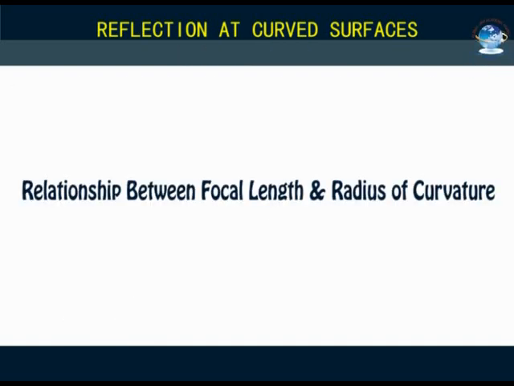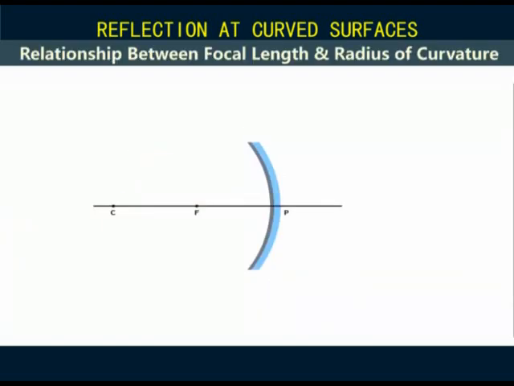Now, let's talk about the relationship between the focal length and the radius of curvature of a spherical mirror. The focal length of a spherical mirror depends on its radius of curvature. Consider a ray Q parallel to the principal axis incident at point M on the mirror. The incident ray is reflected in accordance to the laws of reflection. When the reflected ray is extended beyond the mirror, it meets the principal axis at point F, which is the principal focus of the mirror.